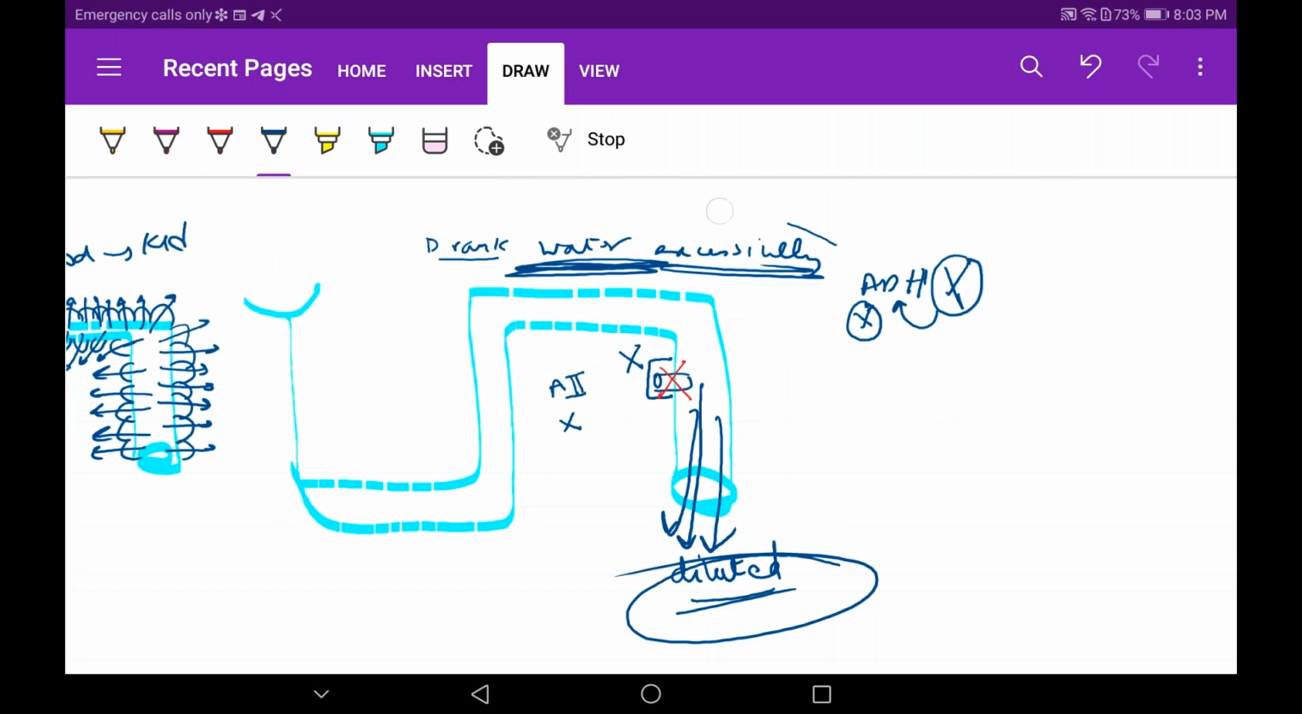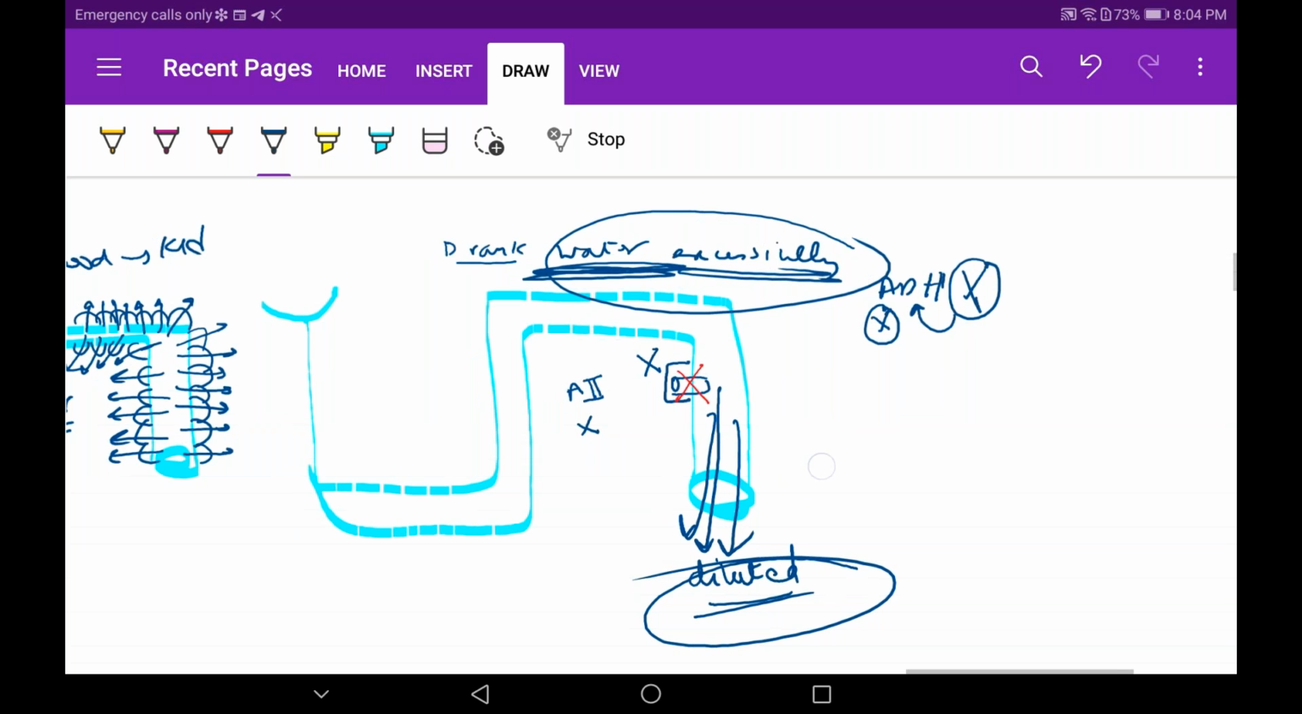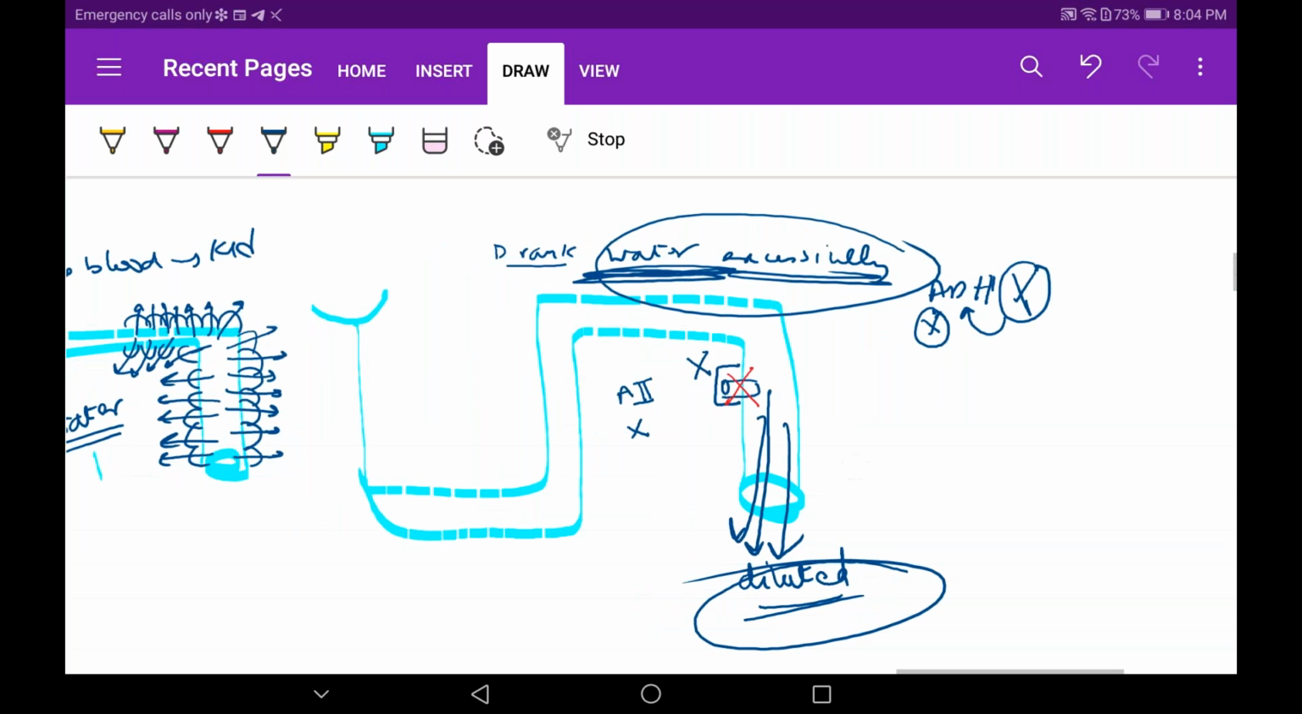Okay, understood this? It's simple, right? Yes, they are clear. Over now. Nothing is there to understand. Let's go back to our notes. I will show you how we have covered everything.